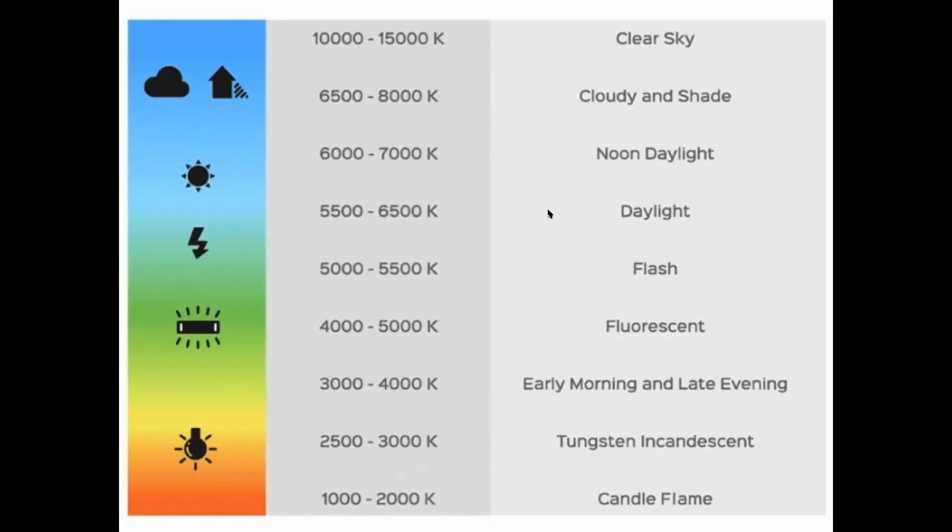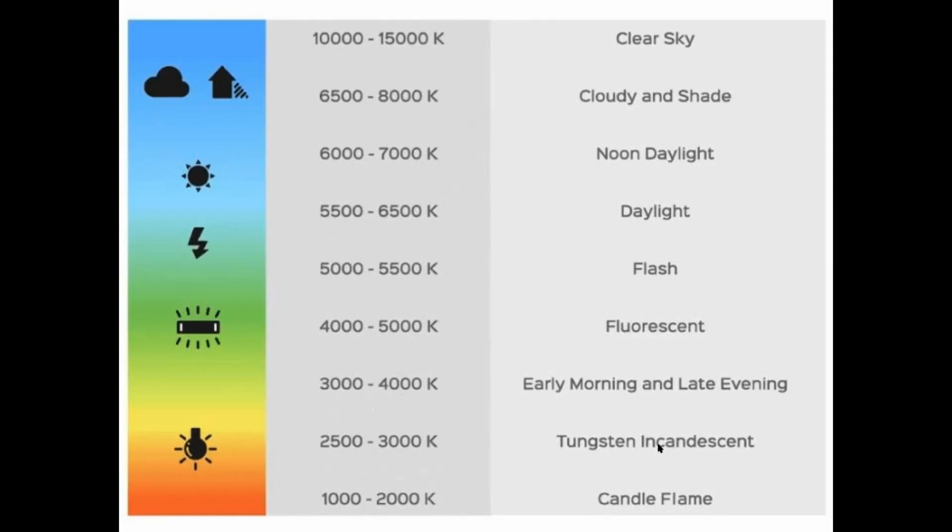No, daylight is noon or midday, and it's 5,200 degrees Kelvin. So these guys have a completely different set of numbers. Flash is 5,000 to 5,500 degrees Kelvin. Close. Nikon is 54, Canon is 6,000. That's a little bit different. Fluorescent, 4,000 to 5,000. Okay, that's actually pretty close. Early morning, late evening, 3,000 to 4,000. It's closer to 35, but that's in the ballpark.